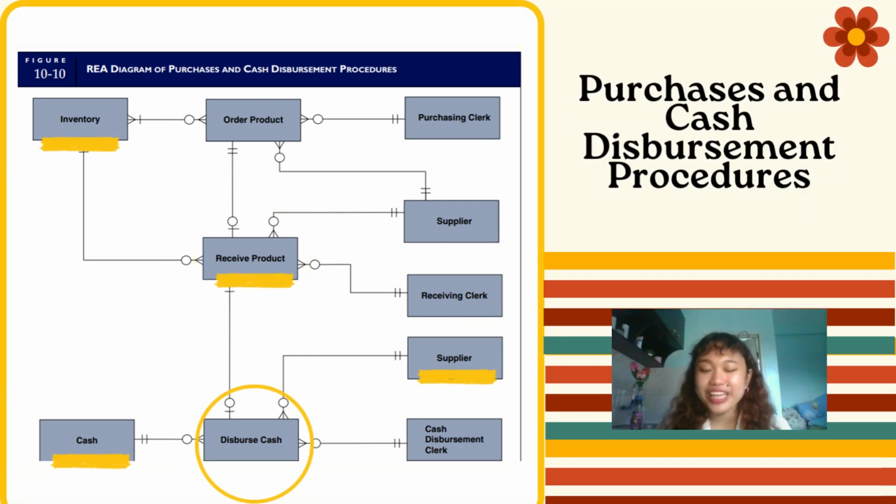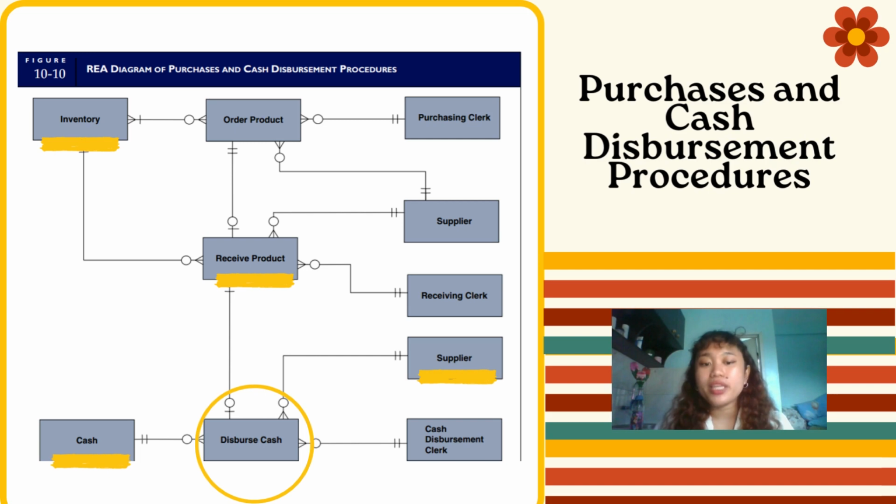Last, the third event, disburse cash. The disburse cash event is when the store pays its suppliers. Here's how it works. First, paying supplier. This event is like writing checks or transferring money to suppliers as payment for the product received. Second, cash decrease. When the store makes this payment, the amount of cash they have goes down. It's like your bank balance decreasing when you pay your bills.